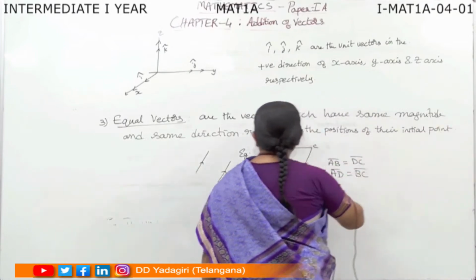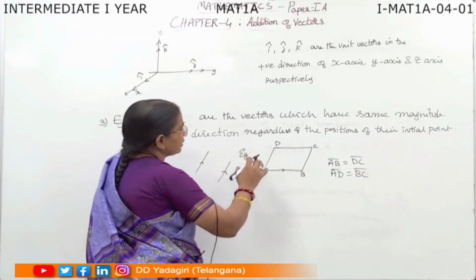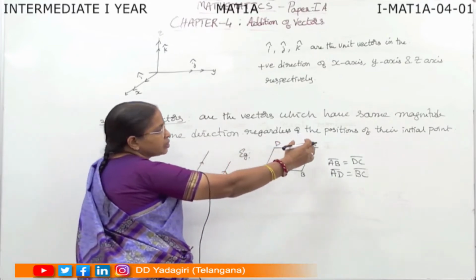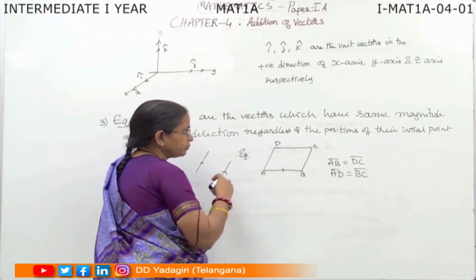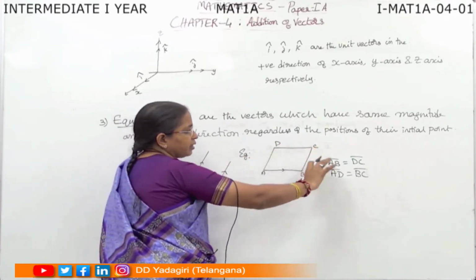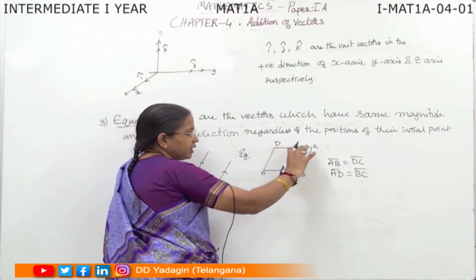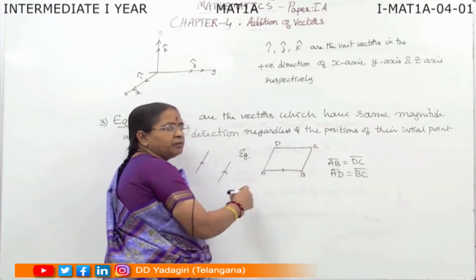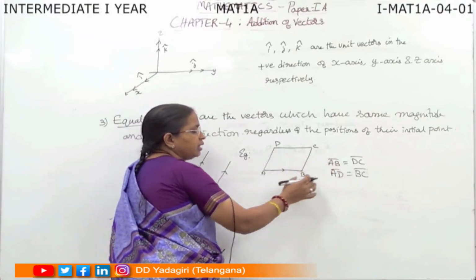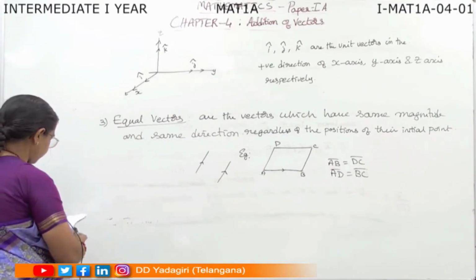So then the initial point need not be the same. So this is about equal vectors: vectors which have the same magnitude and the same direction regardless of the positions of their initial points. Their initial point need not be the same. Like AD vector and BC vector are two different vectors having different initial points, but they have the same length and same direction. In a parallelogram, we can see opposite sides are equal, so opposite side vectors are equal, like that. So this is about equal vectors.